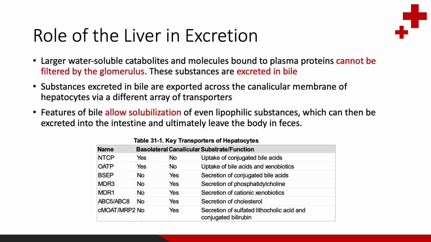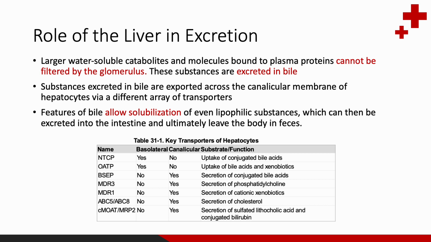The liver also plays a role in the excretion of waste products. Larger water-soluble catabolites and molecules bound to plasma proteins, including lipophilic metabolites and xenobiotics, steroid hormones, and heavy metals, cannot be filtered by the glomerulus. These substances are excreted in bile.